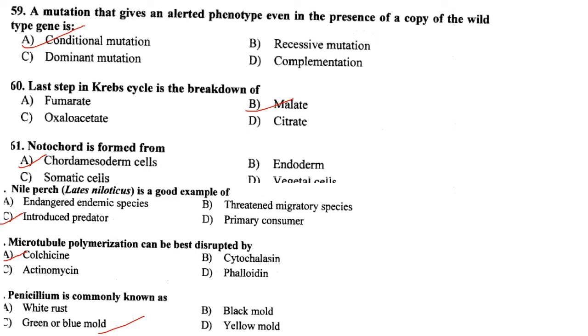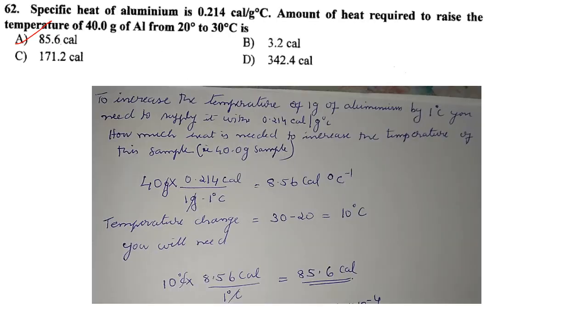Then penicillium is commonly known as green and blue mold because they produce enormous quantities of greenish, bluish, yellowish spores which gives them the characteristic color. So it is called as green or blue mold.